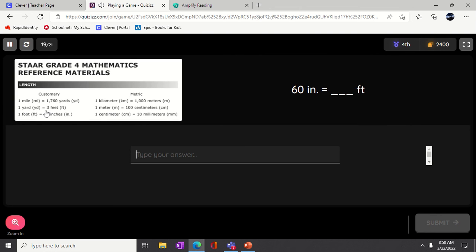60 inches equals how many feet? How do you answer already? Because I know my multiplication and division, and I kind of know my measurement. How many inches are in a foot? 12. So what are we doing to solve this equation? Well, 60 divided by 12. 60 divided by 12 is your problem.